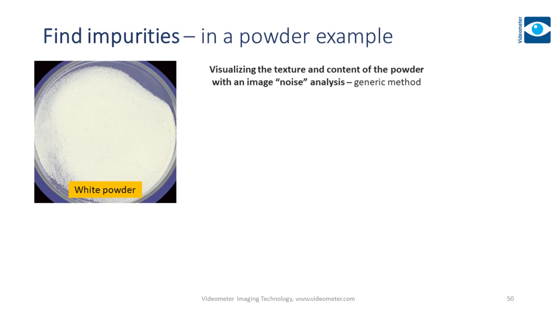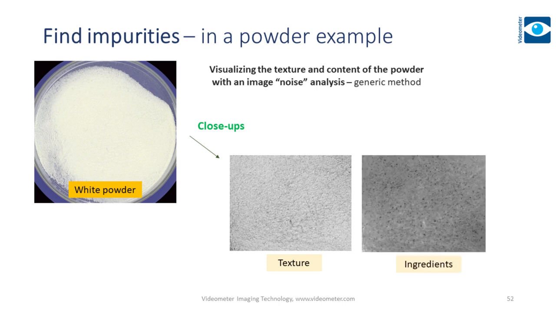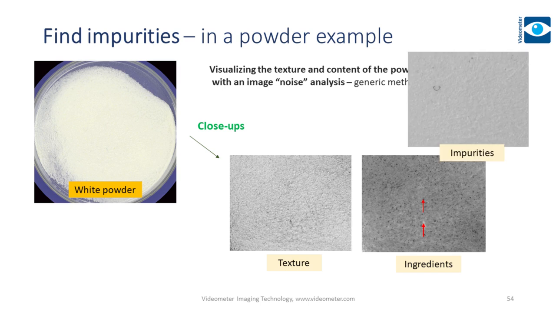We perform the noise analysis and look at some close-up images of the sample. From the analysis, the result is a set of images describing different features in the sampled image. First, we get an image that visualizes the texture in the sample. The next image focuses on visualizing spectral differences in the powder ingredients, here seen as black and white. Next, it also identifies impurities, thus objects which are completely different from the main sample.